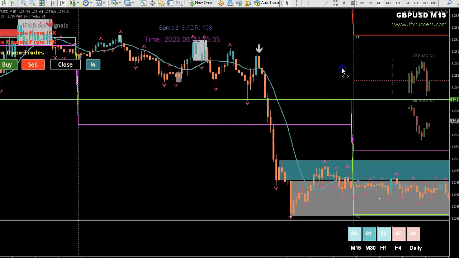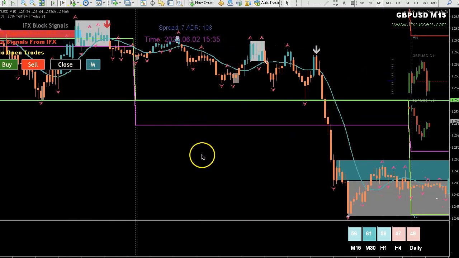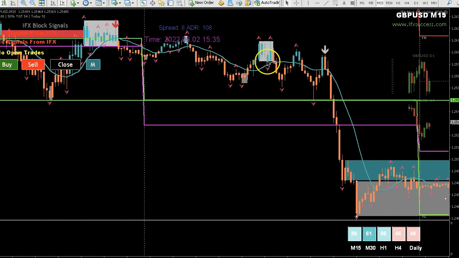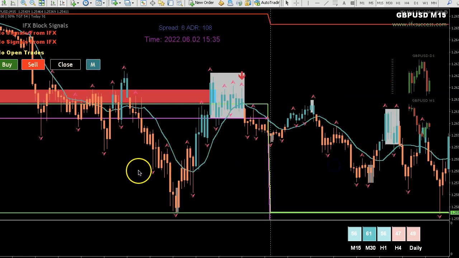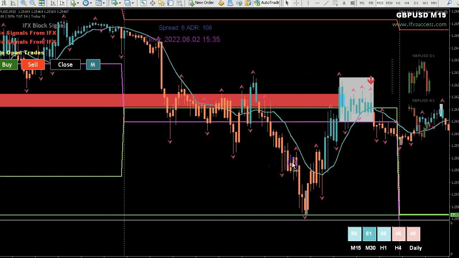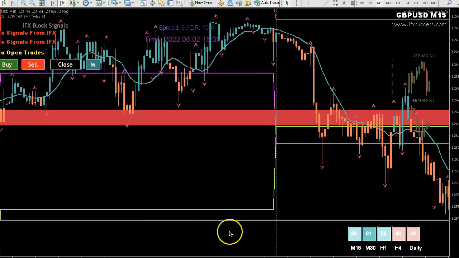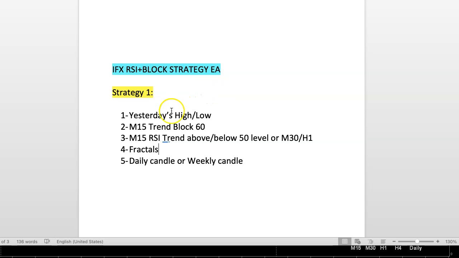And then right here is another strategy that we're going to talk about. This was a nice entry that I got. This strategy only takes into account yesterday's high and yesterday's low, so we need to be either close to or extended over yesterday's high or low. We're going to use the M15 trend block on 60, okay? We're going to use the M15 RSI trend that needs to be either above or below the 50 level.